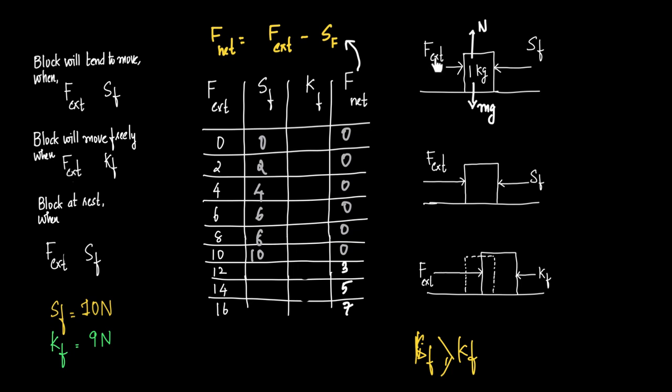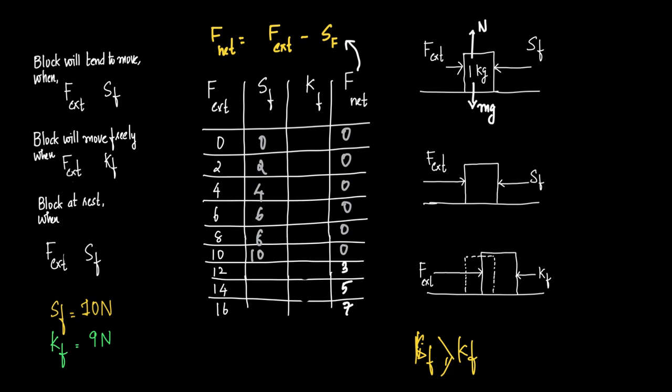There is F external acting here, and there is static friction opposing it. Now this time I mean static friction and not the maximum value of static friction. So what are we trying to do here? We're trying to understand the significance of the net force and not the static friction. Why? Because F net is actually dependent on both F external and the static friction. Let's see how.